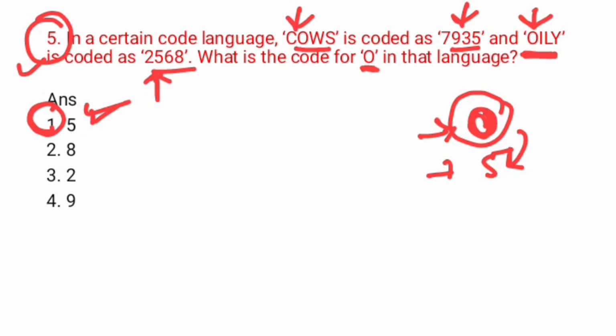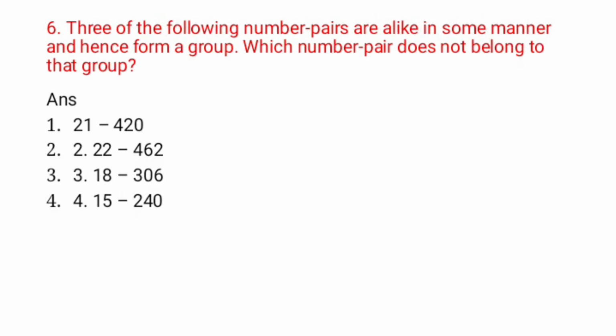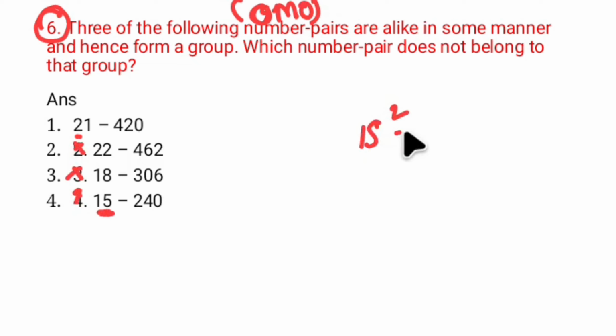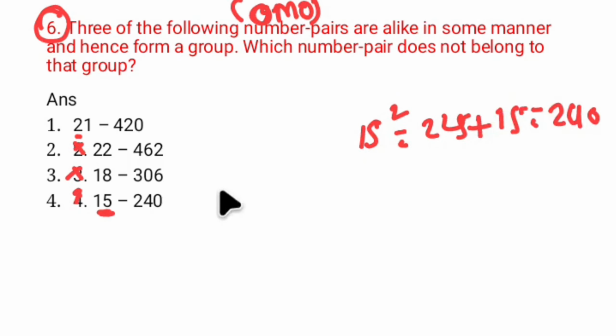And moving forward, question number 6. Three of the following number pairs are alike in some manner and hence form a group. Which number pair does not belong to that group? So basically the question is related to odd man out. We have to choose the odd one in this question. And the question is saying what? 15 squared is 225. 15 squared plus 15 is 240. So this is following the logic.